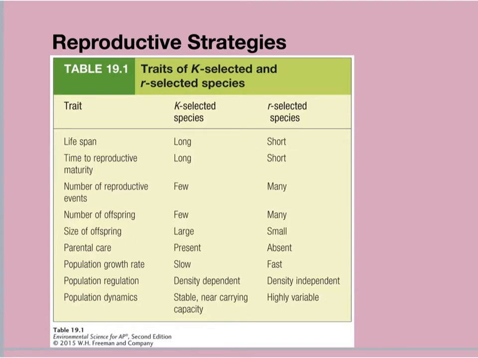So this table summarizes the traits of a K-selected and an R-selected species. These two categories represent opposite ends of a wide spectrum of reproductive strategies. Most species fall somewhere in between these two extreme examples, and many of them exhibit combinations of traits from one or both extremes. Like tuna, for example, or redwood trees.